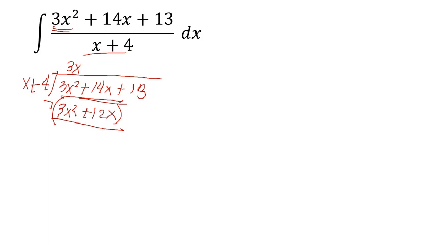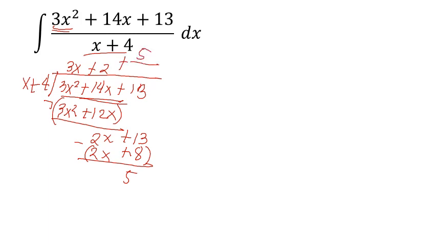So 14x minus 12, this is equal to 2x, right? Now bring down 13 plus 13. Now 2x divided by x, that's just equal to 2. So plus 2, right? And 2 times x, we will have 2x, then 2 times 4, that is equal to 8. So we need to subtract it. So we have 2x plus 13 minus quantity 2x plus 8, which this is equal to 0. 13 minus 8, this is equal to 5. So we have remainder 5, so plus 5 all over x plus 4.